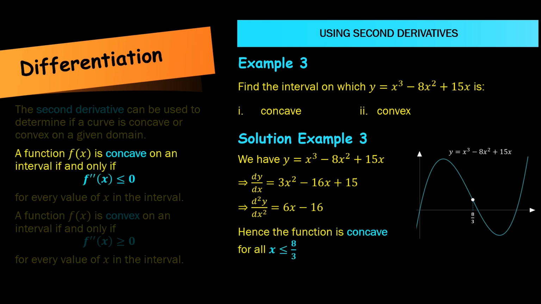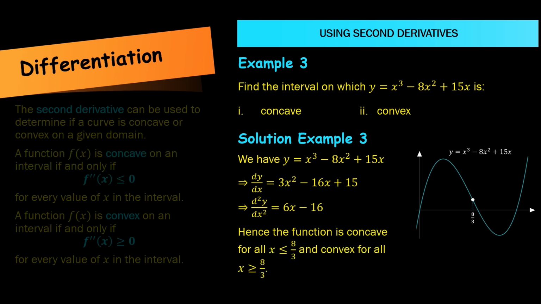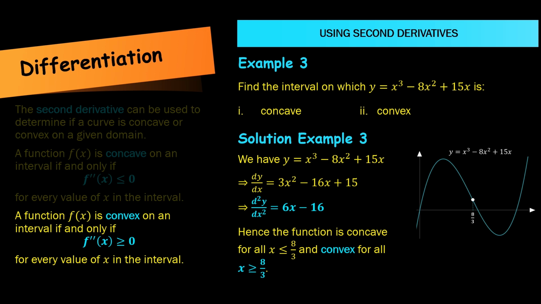Remember that a function is concave if its second derivative is less than or equal to 0. Therefore, this function is concave for all x less than or equal to 8 over 3. We also know that the function is convex when the second derivative is greater than or equal to 0. In other words, this function is convex when x is greater than or equal to 8 over 3.